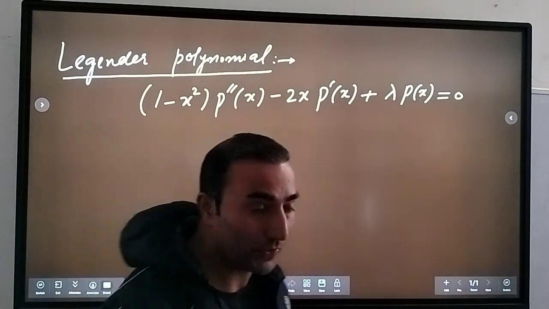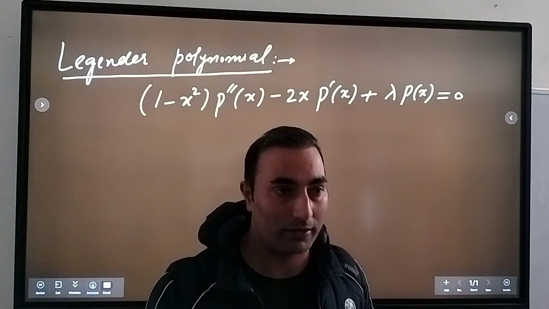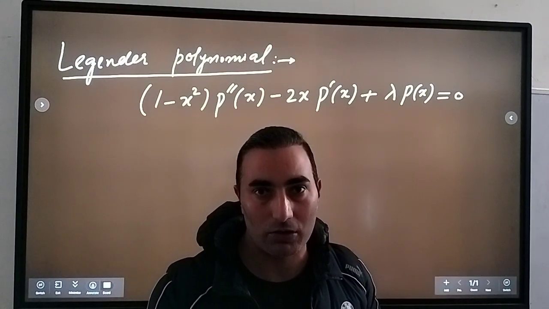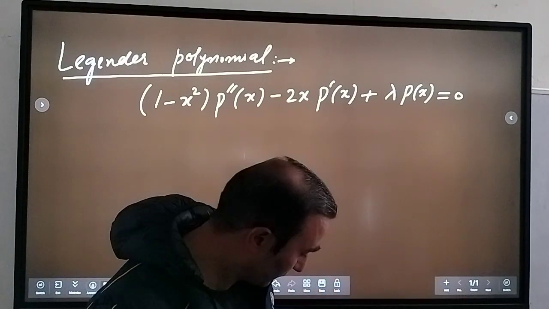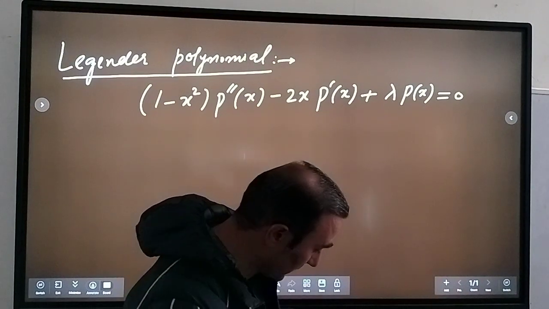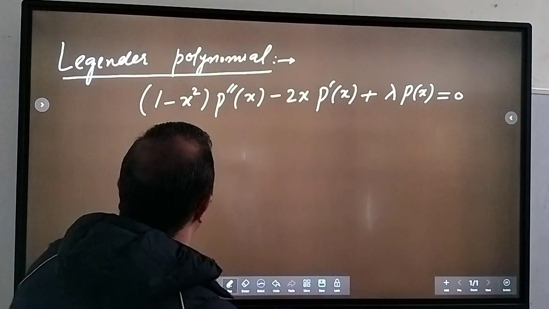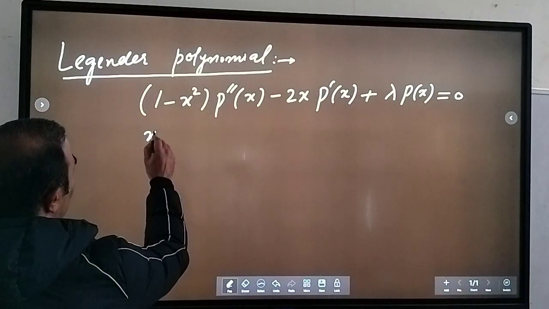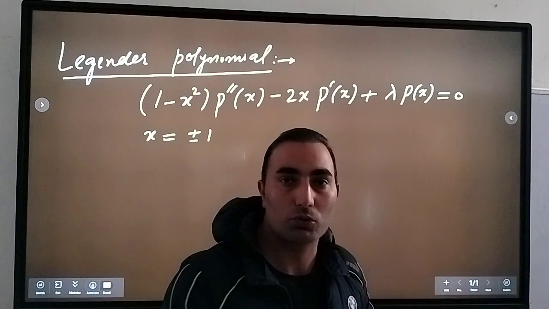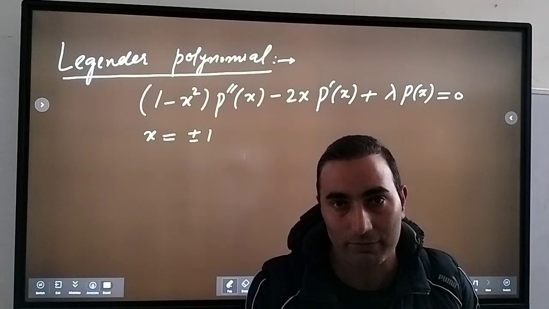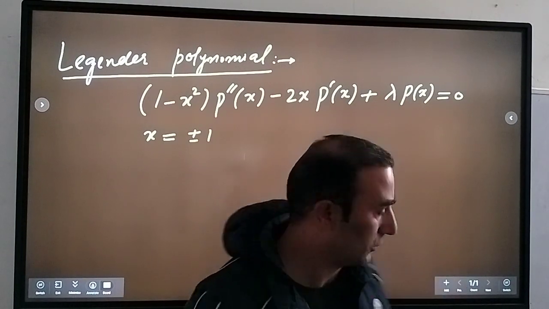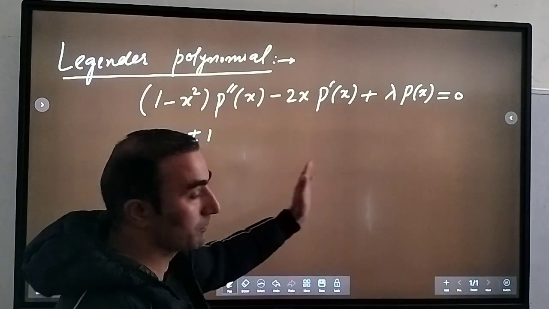Now let us revise some of the things related to the Legendre polynomial. First, the Legendre equation has regular singularity at x equal to plus minus 1. At x equal to plus or minus 1, the solution will vanish, so the solution lies between minus 1 and plus 1.